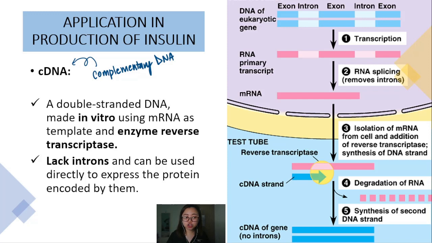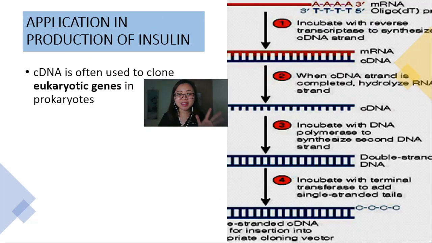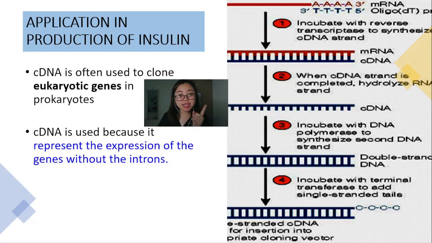cDNA lack introns and they can be used directly to express the protein encoded by them. Dalam cDNA ada exon sahaja, tiada intron, dan boleh terus digunakan untuk menghasilkan protein yang diperlukan. This cDNA is often used to clone eukaryotic genes in prokaryotes. So example, we want to take human genes and put it into E. coli, then we need to use the cDNA version. cDNA is used because it represents the expression of the genes without the introns.